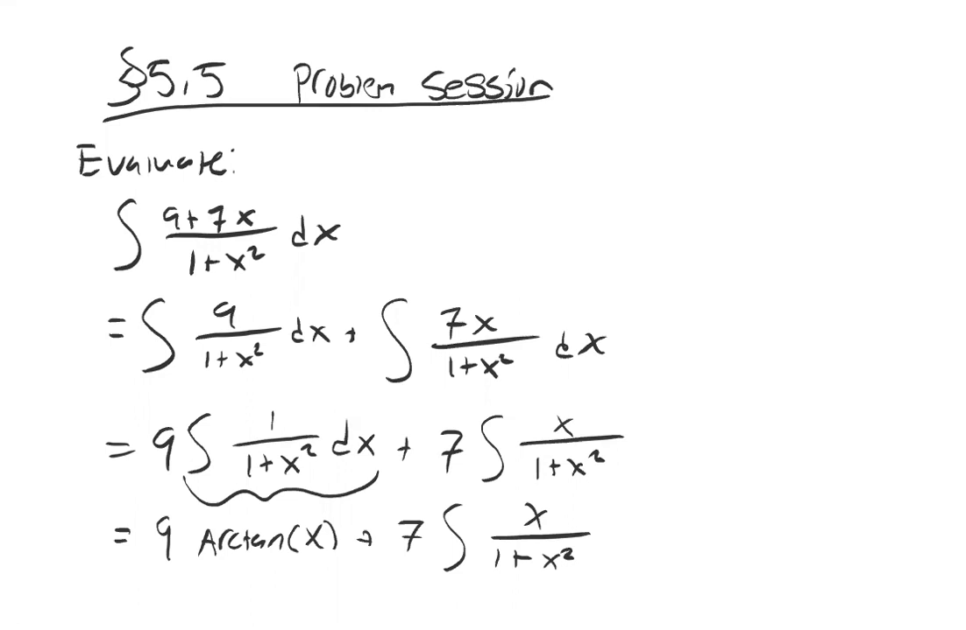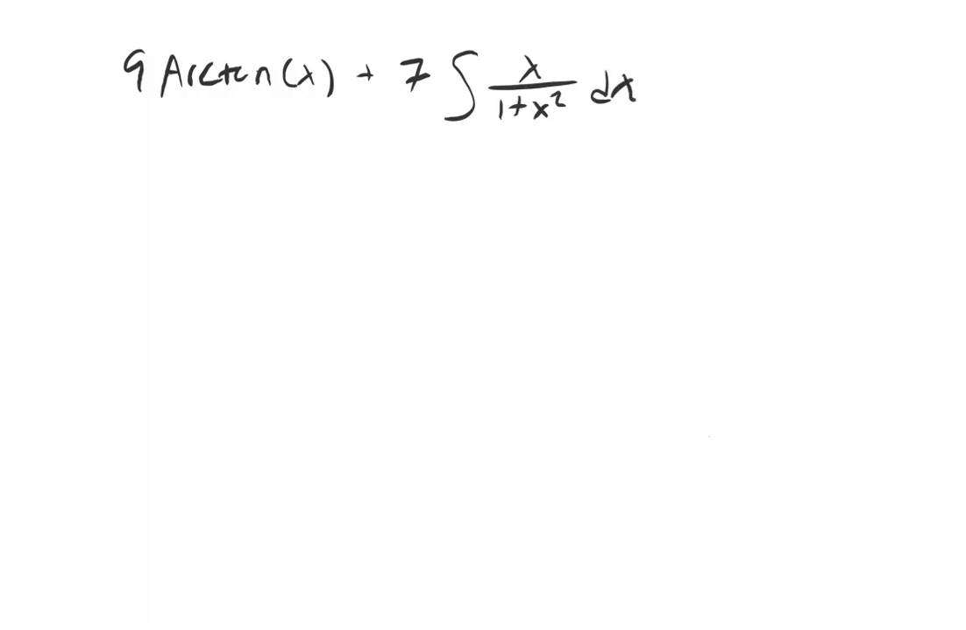So now I need to do this integral, the integral of x over 1 plus x squared. One of the things you can note is that it looks like u substitution is going to work here. Sorry, I dropped the dx both times. So it looks like u substitution might work here. If you remember what we did before, if u was 1 plus x squared, so I'll go to a new page. So we have 9 arctan x plus 7 times the integral of x over 1 plus x squared dx. And eventually you'll be able to do this integral in your head if you stick with this math stuff long enough.